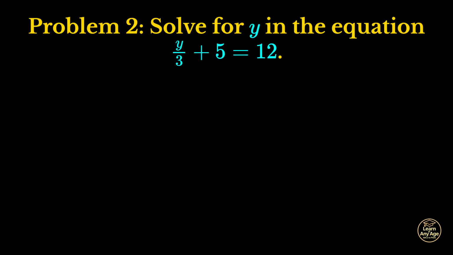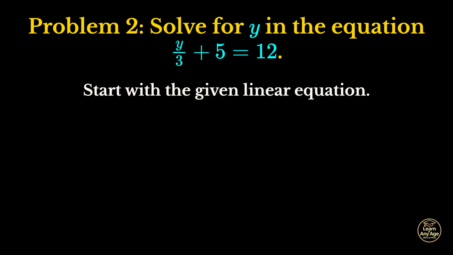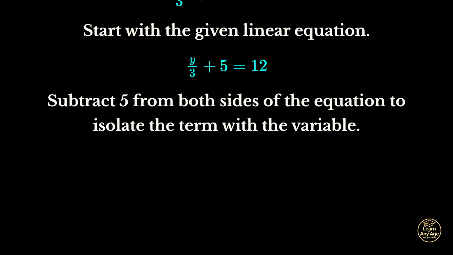Problem 2. Solve for y in the equation y over 3 plus 5 equals 12. Start with the given linear equation. y over 3 plus 5 equals 12. Subtract 5 from both sides of the equation to isolate the term with the variable. y over 3 plus 5 minus 5 equals 12 minus 5.